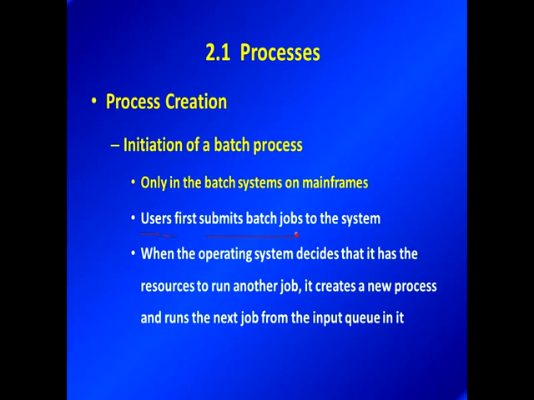In the beginning, after the employees submit the batch jobs, they are just out of the memory. Only when the operating system needs to execute it can this job be loaded into the memory. And at that moment, when this job is in the queue, which might be stored in the disk or in the spooling system, it is chosen by the operating system to get into the memory to start the execution. At this time, the operating system will just create a new process for this job.